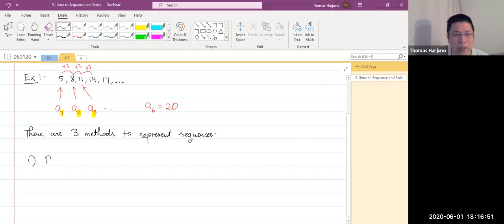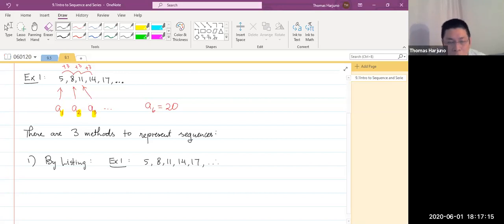The first method is by listing. That's basically what I did earlier. I provide you the list. In your example 1, I give you the list. Now, don't forget, in a sequence, order is important. So what you start with and the next term, and the next term, is important. Do not change the order. The listing method always works.